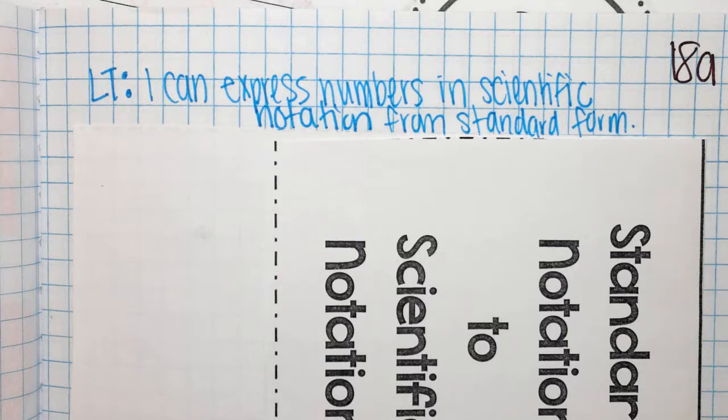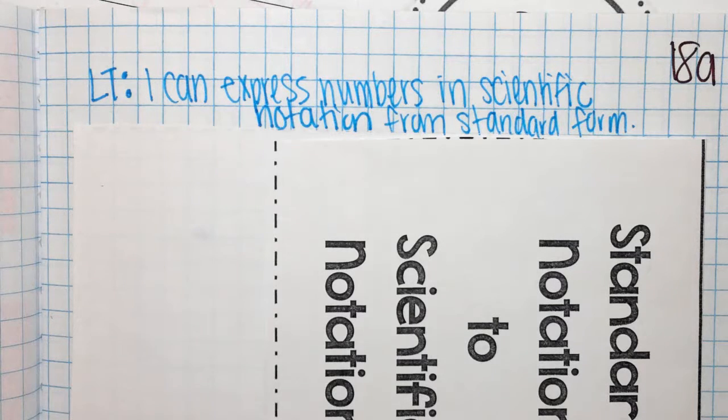So it's moving your decimal. Now, when it's written in scientific notation, how many numbers in front of the decimal do you have? Only one in front of the decimal. And it can be equal to or greater than 1, but it has to be less than 10.